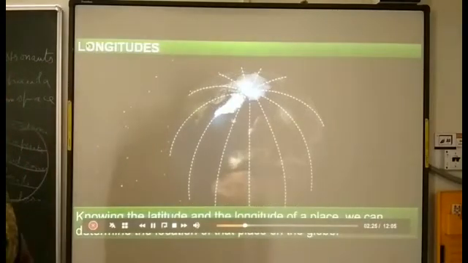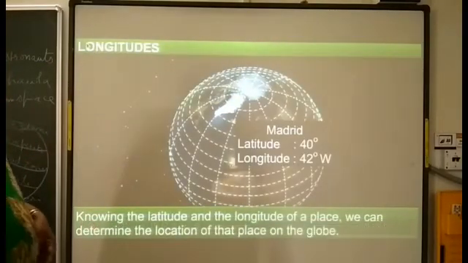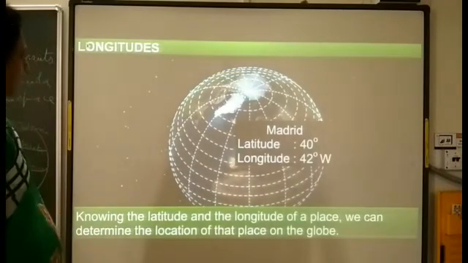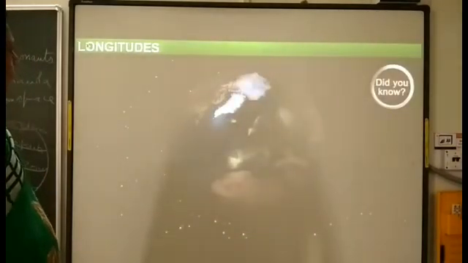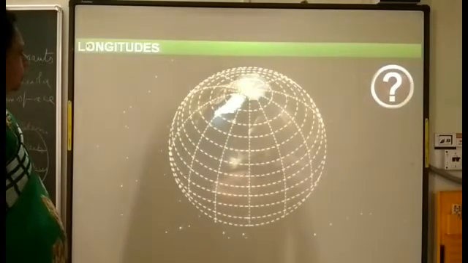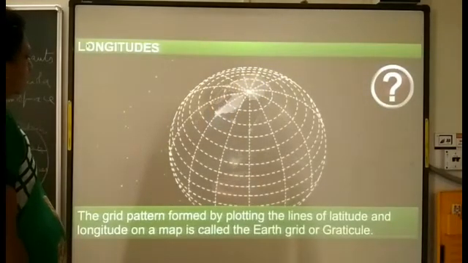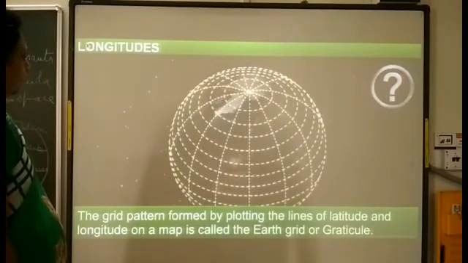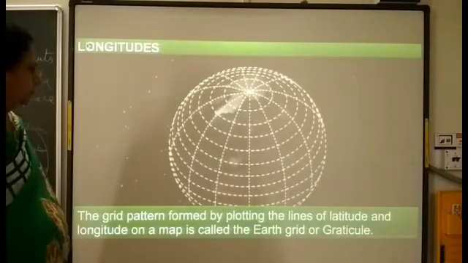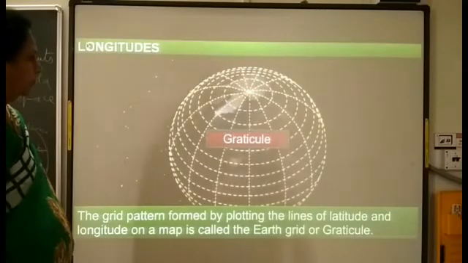With the latitude and the longitude of a place, we can determine the location of that place on the globe. Did you know? If you plot the lines of latitude and longitude on a map, you get a grid pattern. This is called the Earth grid or graticule.